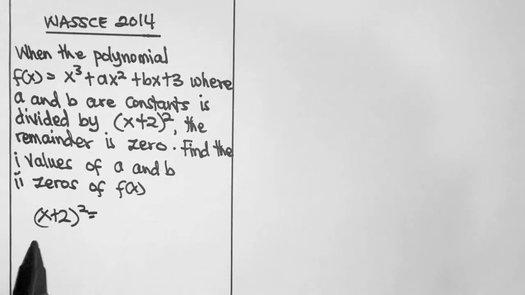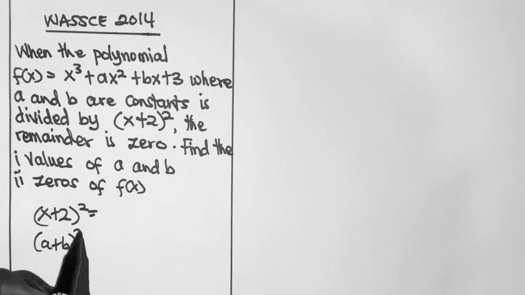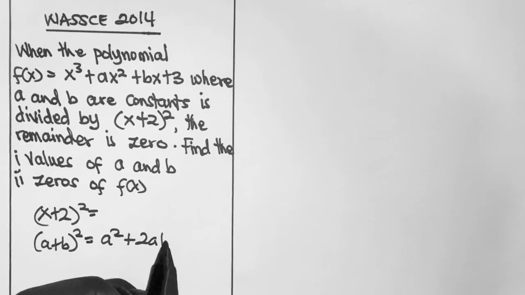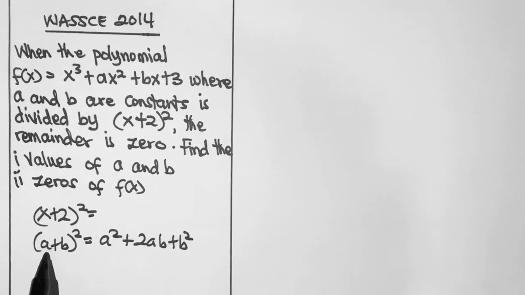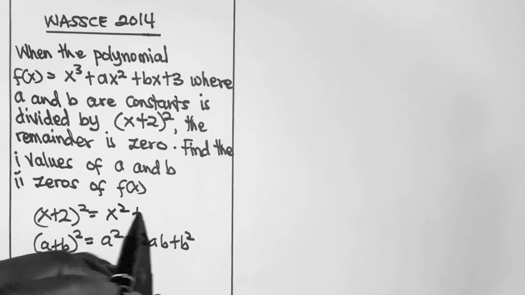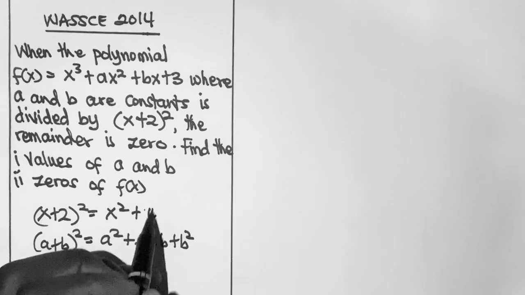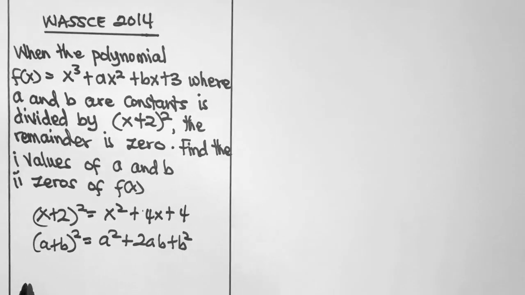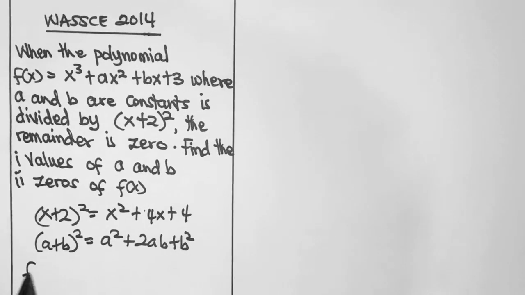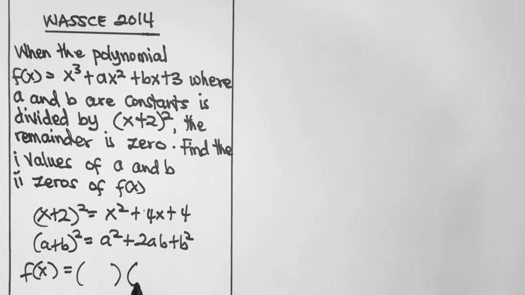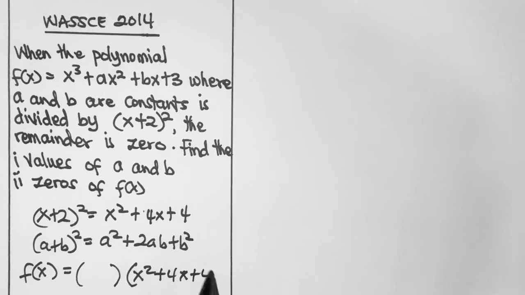So if we expand it, let's use binomial expansion to expand this. A plus b all squared is a squared plus 2ab plus b squared. So in this case, a is x and b is 2. So it becomes x squared plus 2 times 2 is 4, so 4x, then plus 2 squared, which is 4. So now what it means is that f of x is equal to a certain factor, then times this, which is x squared plus 4x plus 4.